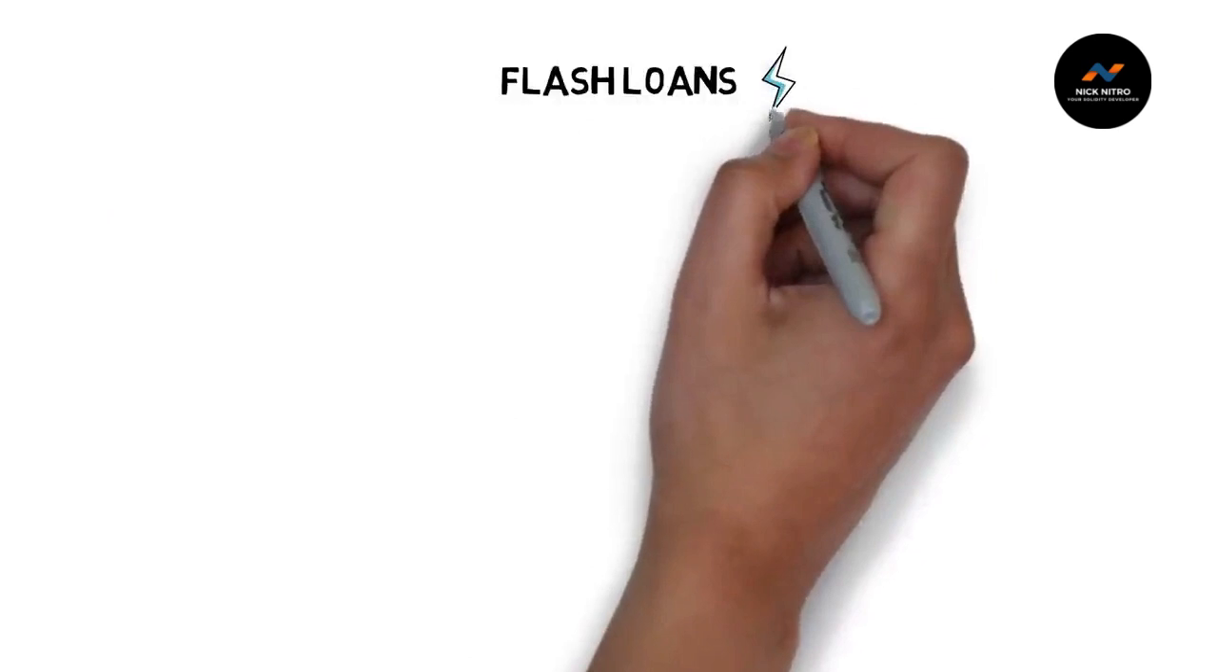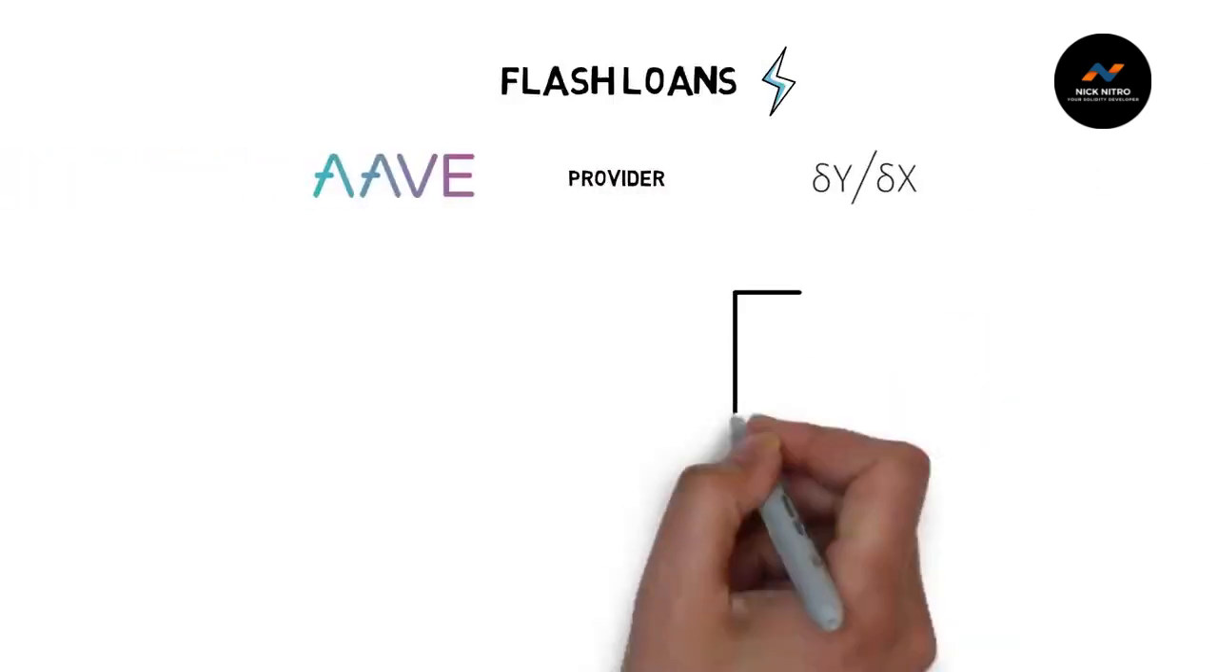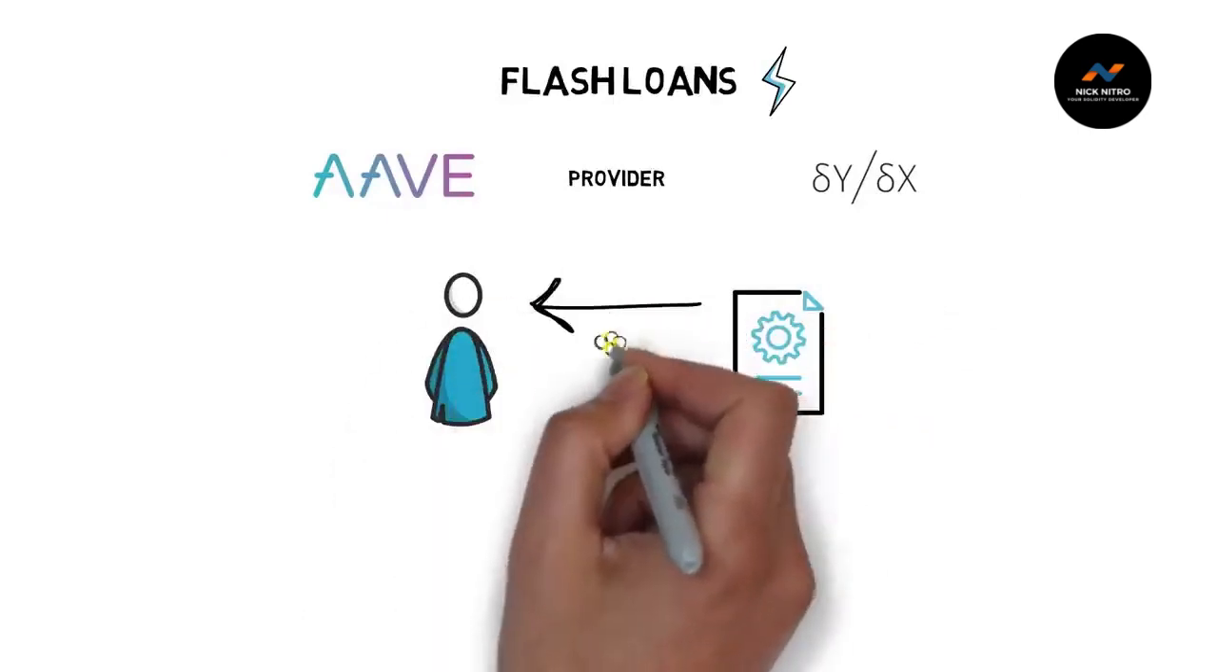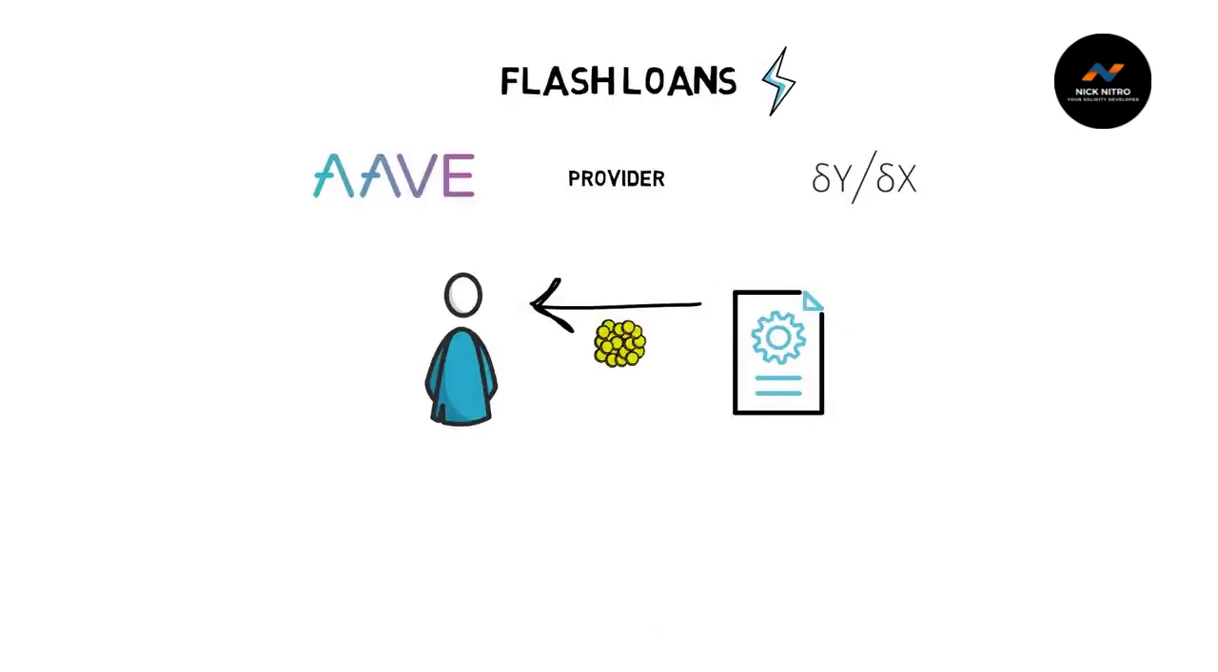First of all, the most important part of executing a flash loan is to find a flash loan provider. Projects such as Aave or dYdX developed smart contracts that allow DeFi users to borrow different coins from a designated pool under the condition that they are repaid within the same Ethereum transaction. There is usually a fixed cost associated with using flash loans.